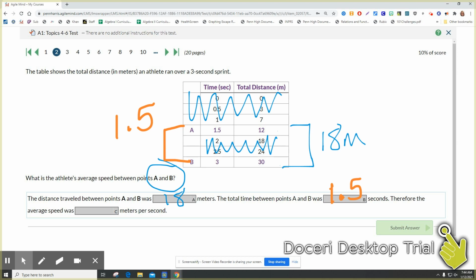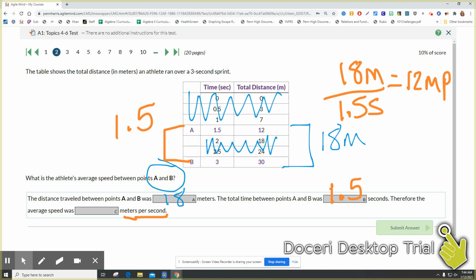And then they want to know, what is the average speed in meters per second, which means that my 18 meters goes on top, and we're going to divide that by 1.5 seconds. And here you're going to plug it into your calculator, and we're just going to say 18 divided by 1.5 gives us a total of 12 meters per second. So we would just have to type in 12 here because they fill out the meters per second part.